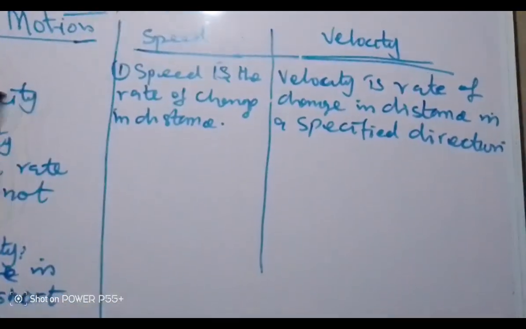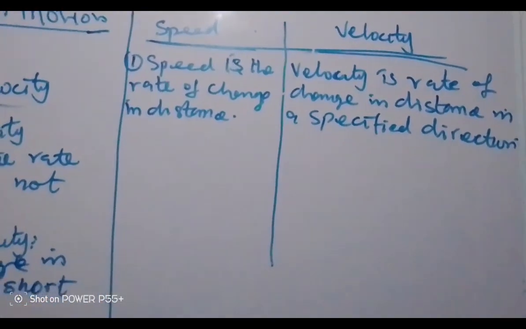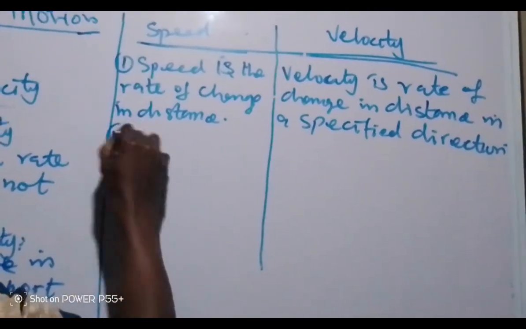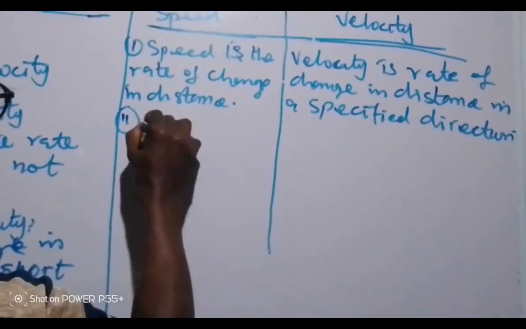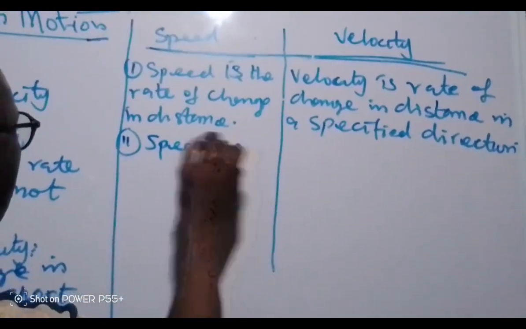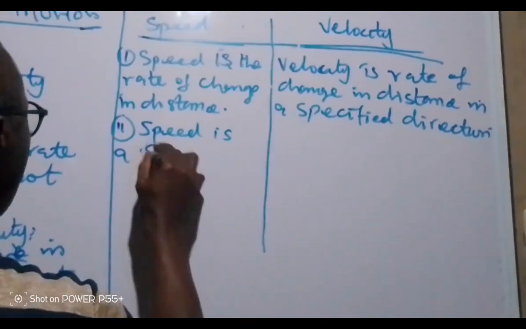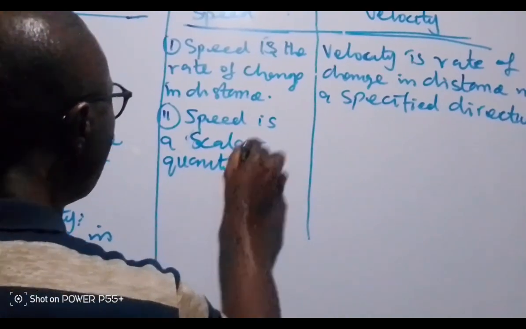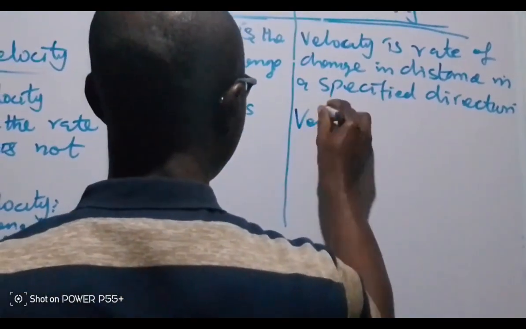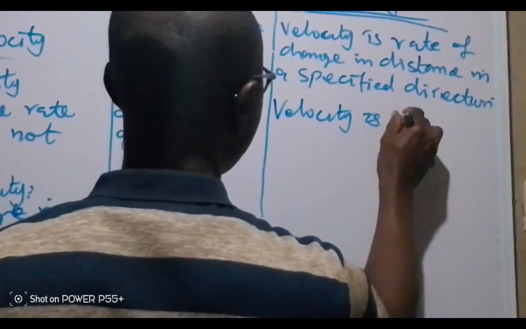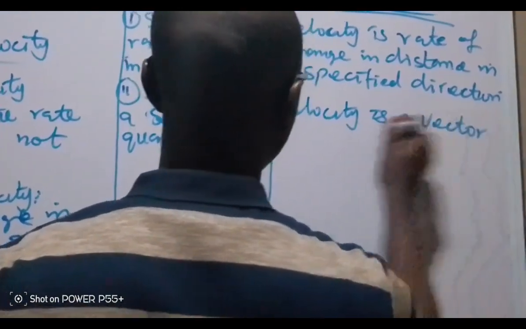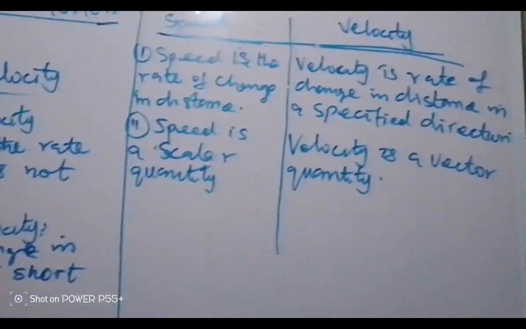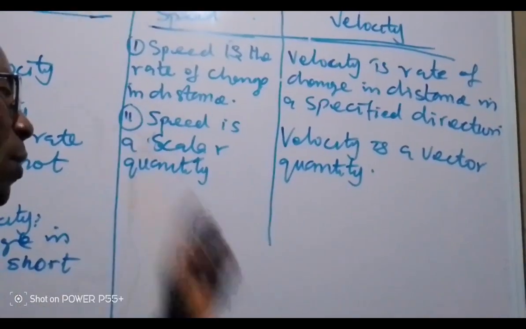That is, if we want to go by definition to differentiate between the two quantities. Number two, speed is a scalar quantity, while velocity is a vector quantity. And don't forget, we defined both scalar and vector quantity in our last lesson.